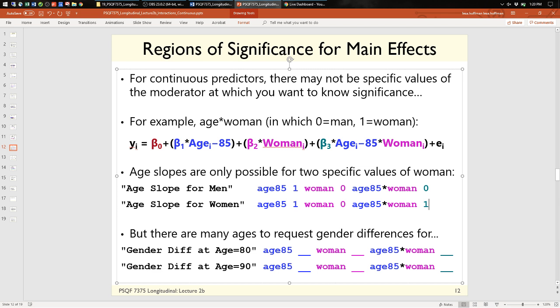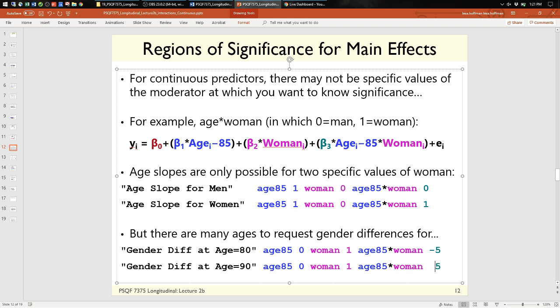What if we went the other way? What if we're focusing on gender differences and age is the moderator? So age is centered at 85 in this example. What goes here? 0. This is the 0, right? This is the main effect of age, not relevant. What goes here? 1. This will be the 1. And what goes here? -5. And that means this one would be 5.